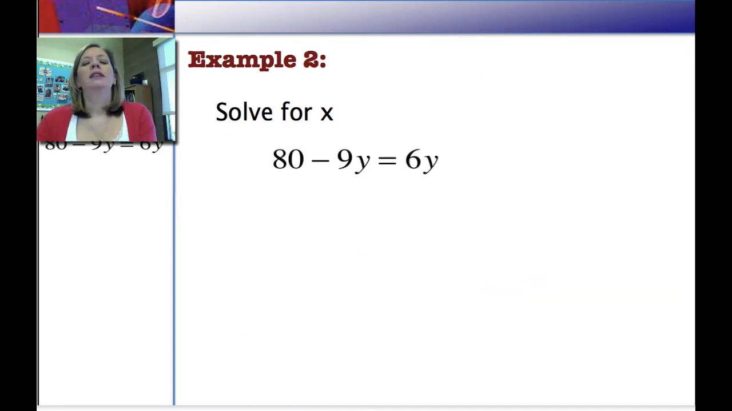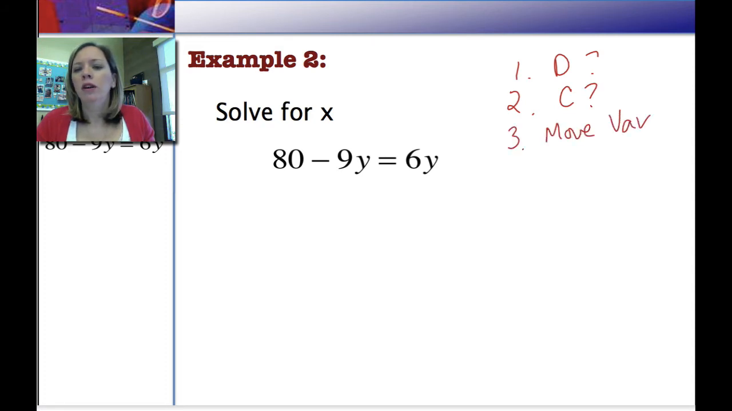What happens in a case like this where you have only one variable on the right side? Well, it doesn't matter. In this case, I'm going to look at this and ask myself, can I distribute? Nope, good to go there. Do I need to combine like terms? Nope, good there. So now I'm going to move my variable. So the smaller one is negative 9y. So that's the one I'm going to move.